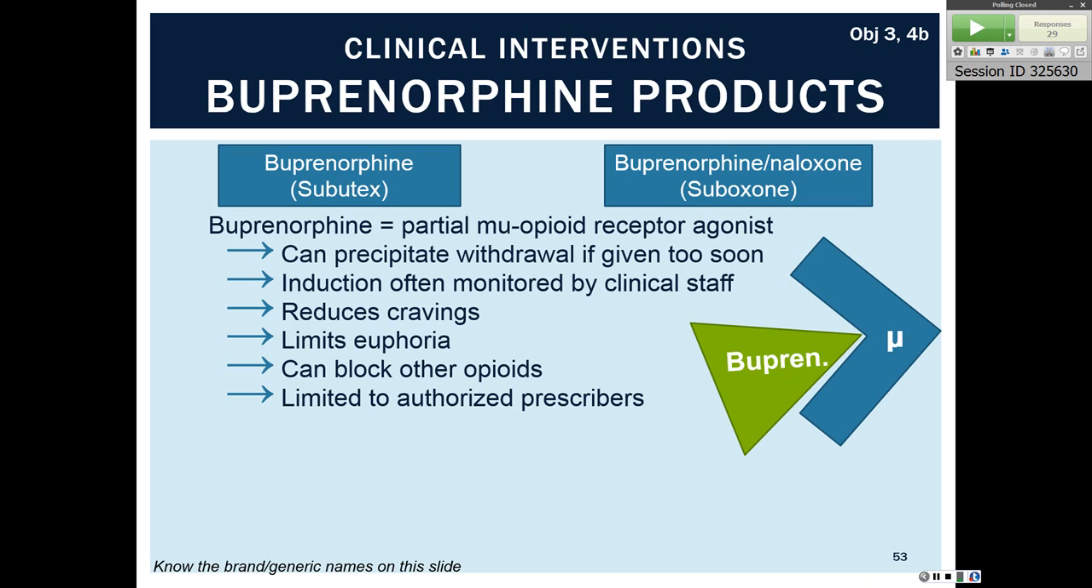So you have an opioid receptor and you have an opioid on it, and you want to do something in order to get that opioid off of that receptor. So first off, what's that called? Competitive inhibition or competitive antagonism. Does that sound familiar at all?